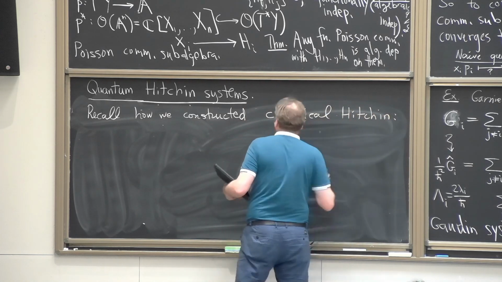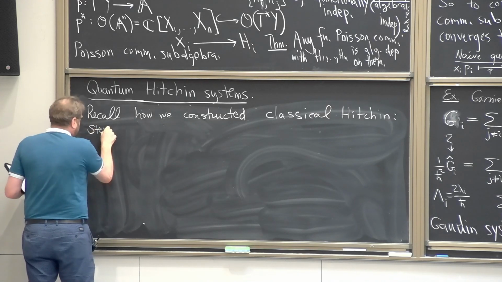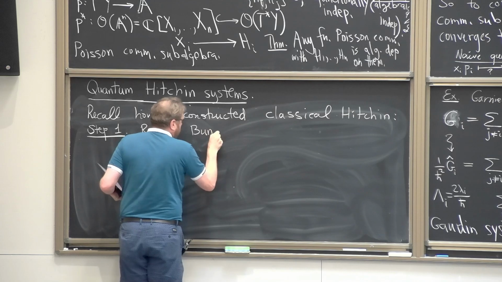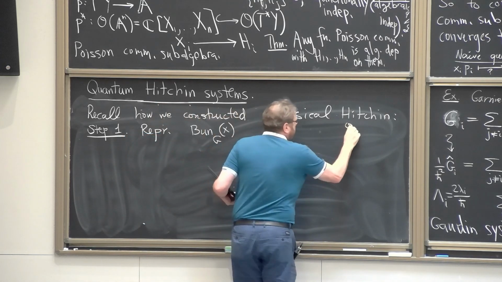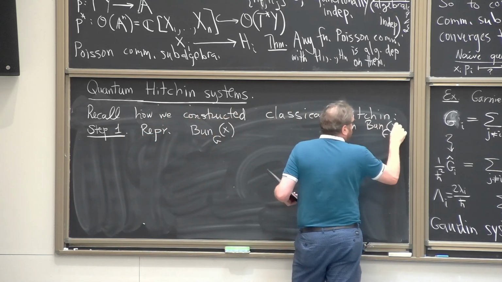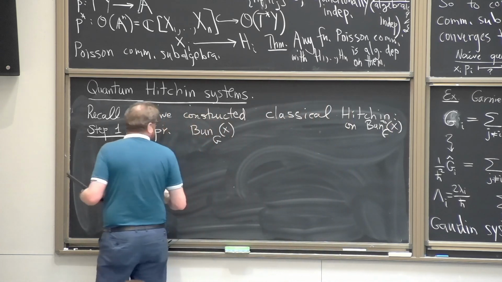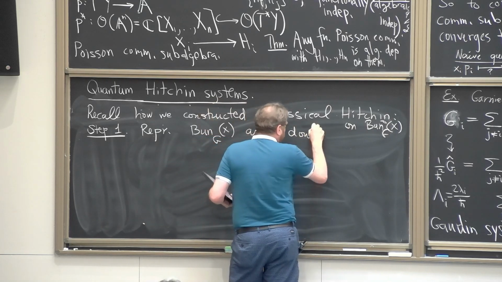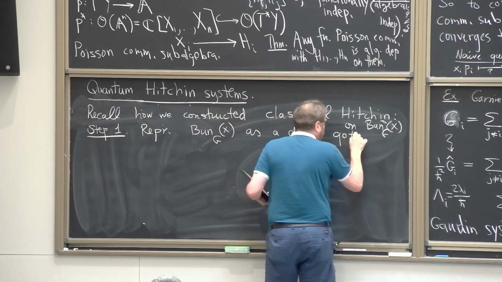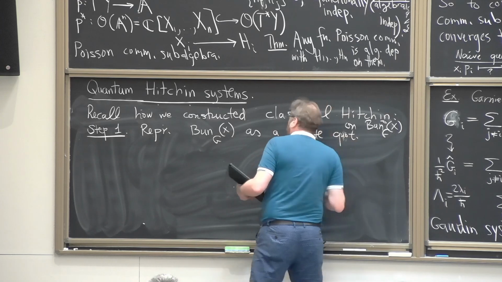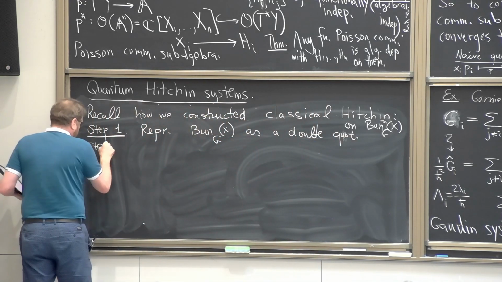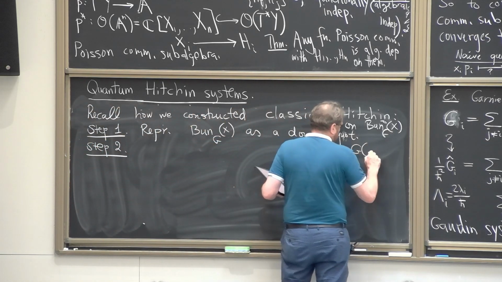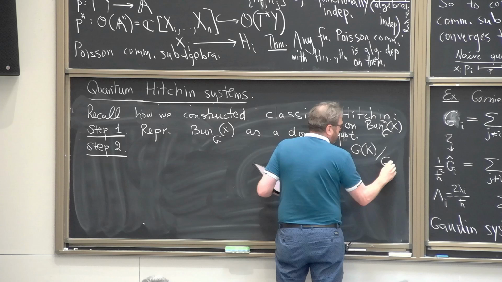So there were two steps. Step one was to represent Bun_G, a system on Bun_G of X. Well, some open set, but never mind, that's not important. So first we represent Bun_G of X as a double quotient. And second, the double quotient was, in the case of one puncture, of this form.